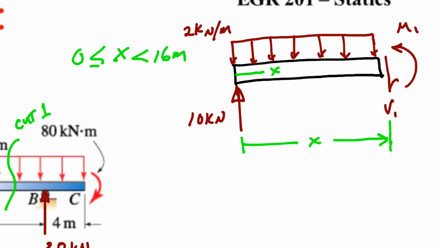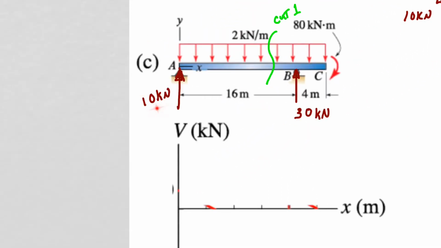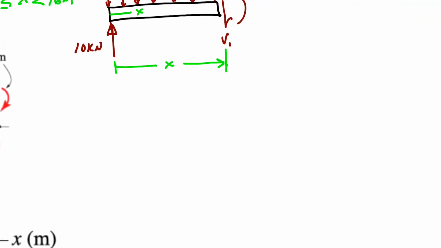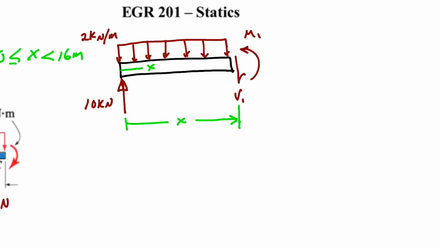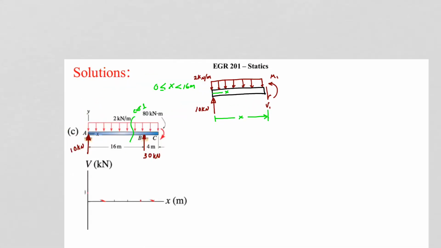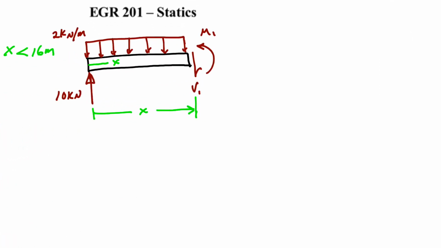Okay, so here's the free body diagram. One thing I wanted to point out is I actually had these values reversed in our free body diagram over here. This should be 10 kilonewtons and this should be 30 kilonewtons. So I've corrected it and put it on this free body diagram. So you'll see with this free body diagram I have my distributed load, I have my pin force of AY, I have some value of x, again, it's between 0 and 16 meters. And I have my internal forces of V1 and my moment M1.